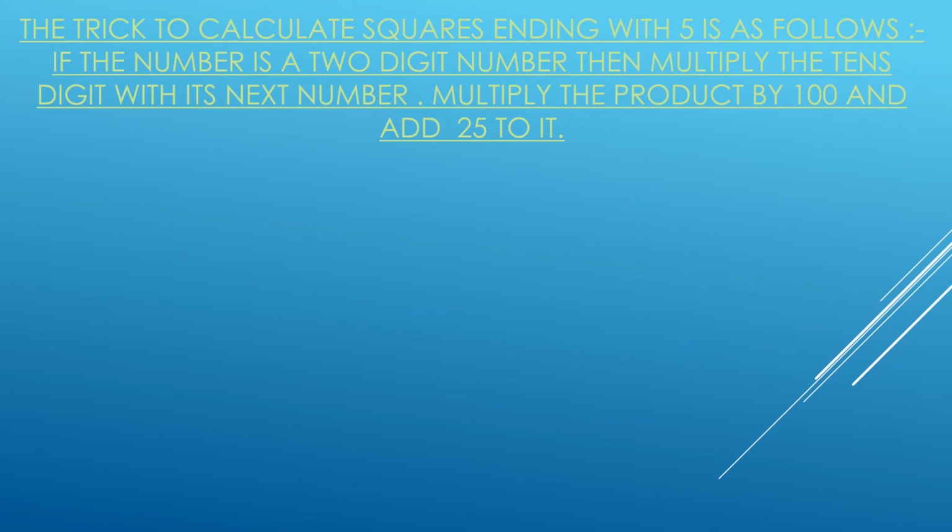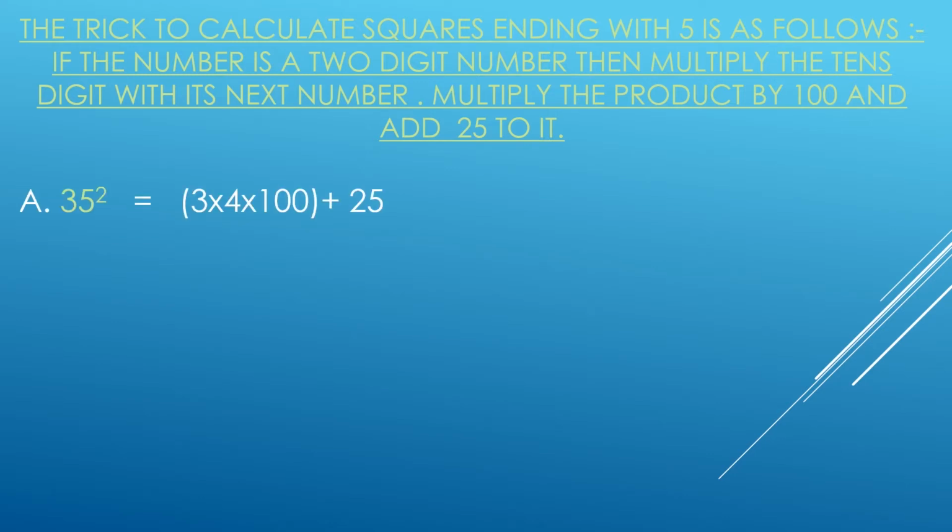The trick to calculate squares ending with 5 is that if the number is a 2-digit number, then multiply the 10th digit with its next number. Multiply the product by 100 and add 25 to it. We will do this with an example.